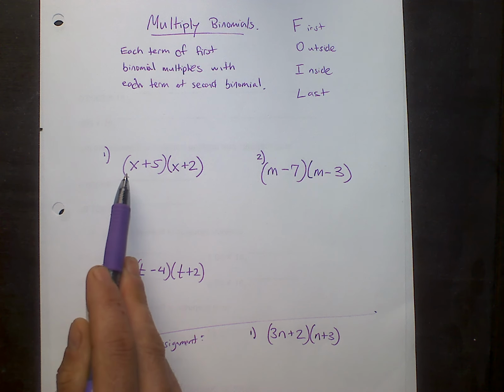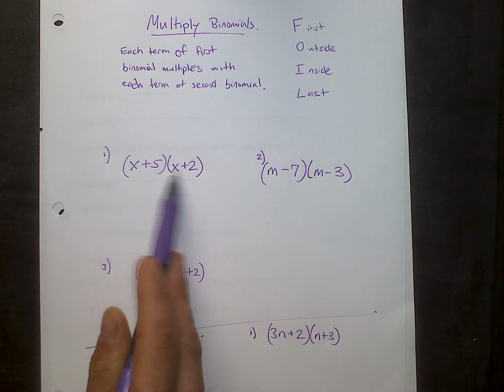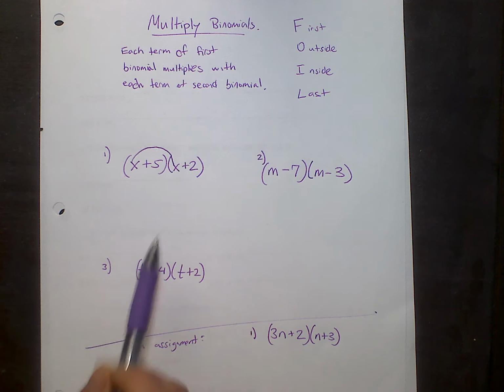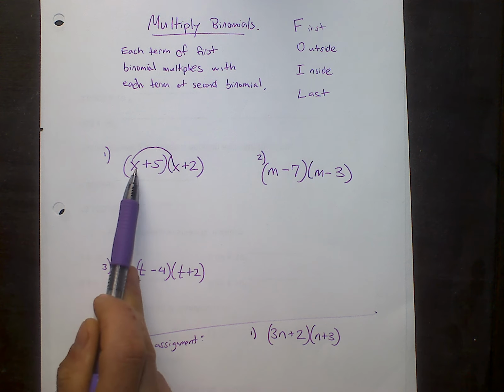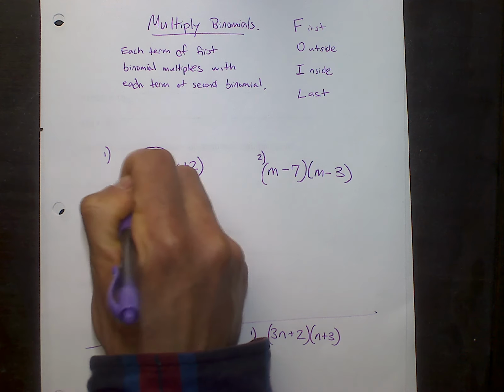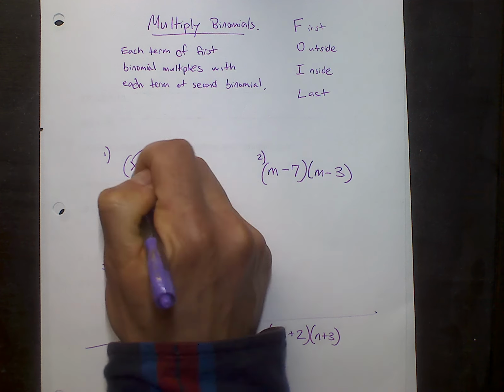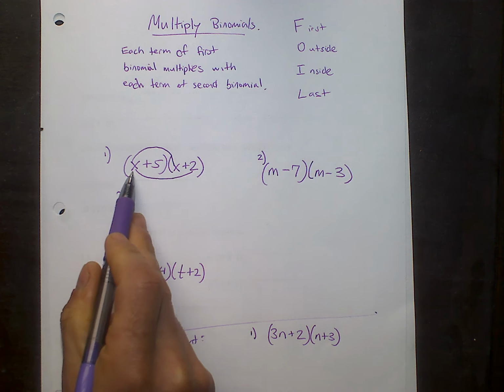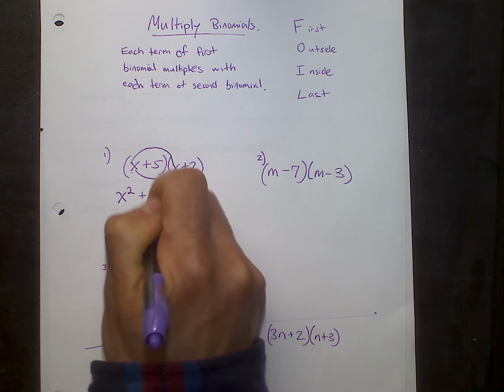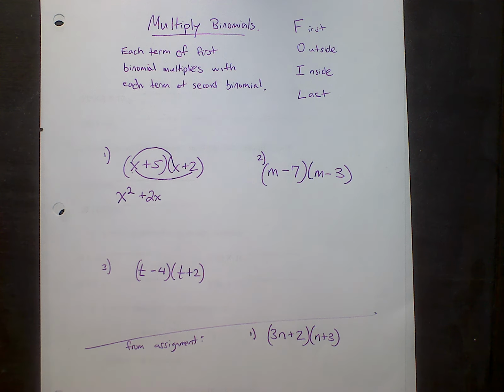Take a look at the first problem in the warm-up. x plus 5 is multiplied with x plus 2. x times x is the first term of the first binomial being multiplied with the first term of the second binomial. That gives us the quadratic term. Stay with the x in the first term and distribute that to the 2 of the second term. When you multiply, it gives us 2x.